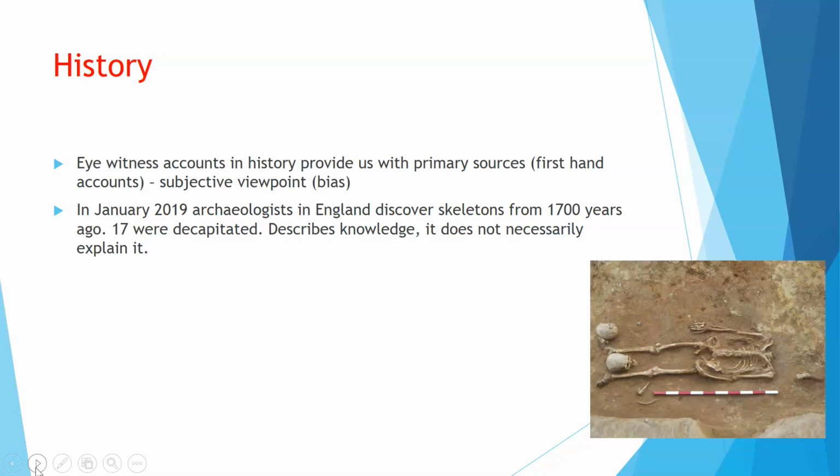And of course, we can never really know why they did that. All we can see is the pictures that we're given, and the sources that we can see. And this is obviously a primary source, but we're not really exactly sure why that is. So again, sometimes our sense perception can describe knowledge, but doesn't necessarily explain it.